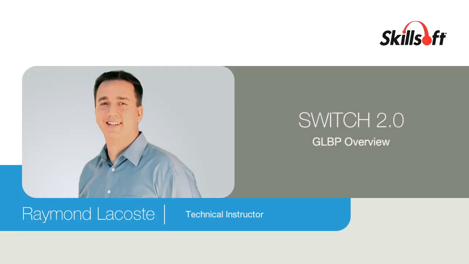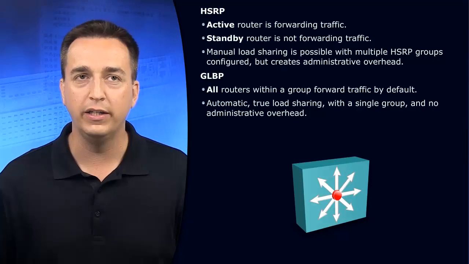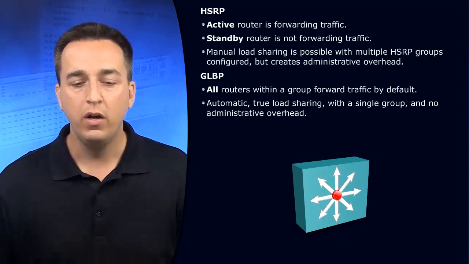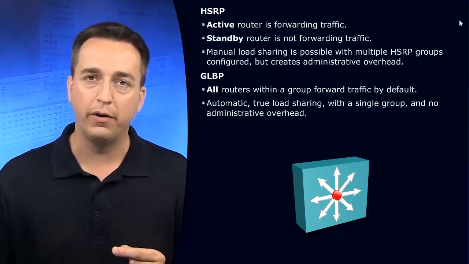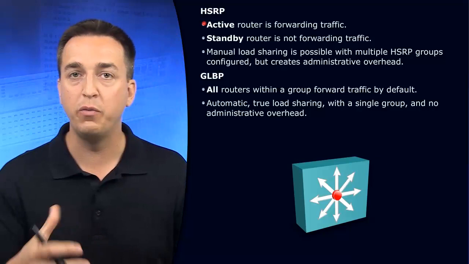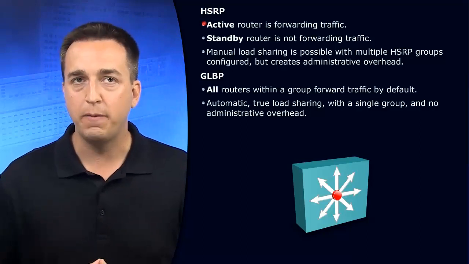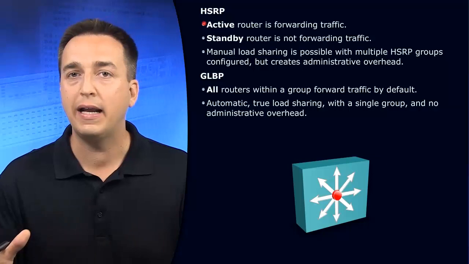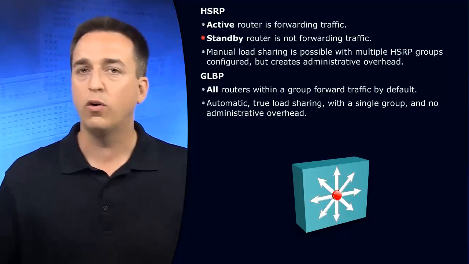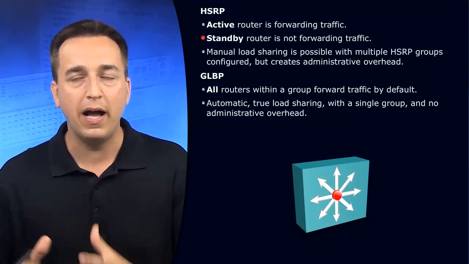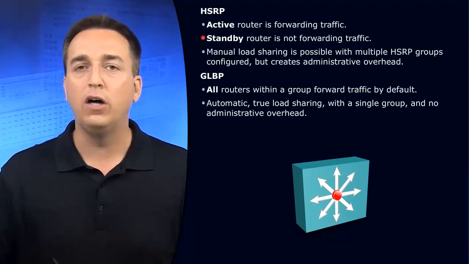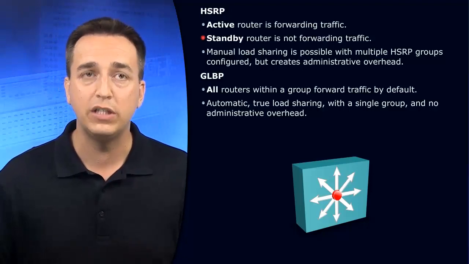To fully understand what Gateway Load Balancing Protocol is, we have to remind ourselves how HSRP works. HSRP will have an active router, and that active router will be responsible for forwarding the traffic from those users within that subnet. It will be responsible for handing out the MAC address for the virtual IP address as well. The standby router is not forwarding traffic at all. It is standing by, waiting for that active device to fail. So even though we have multiple default gateways, only one of them can be used at any given time.